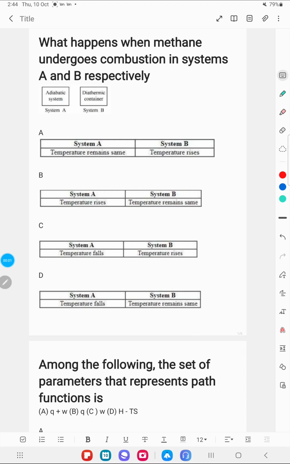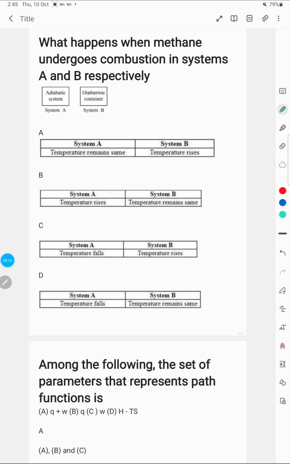Hello friends, today we are taking some PYQs of a topic of thermodynamics. First we will start with some questions. Okay, first question is: what happens when methane undergoes combustion in a system A and B respectively?